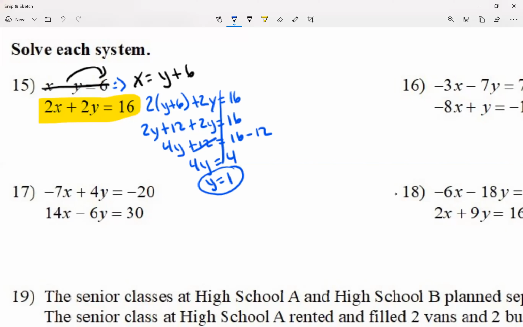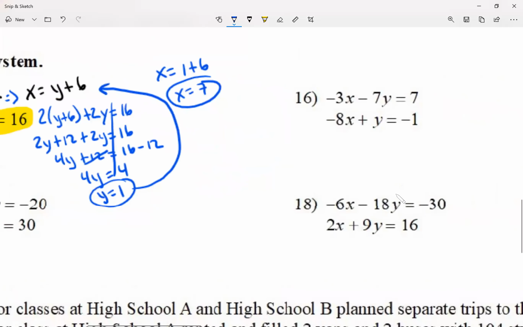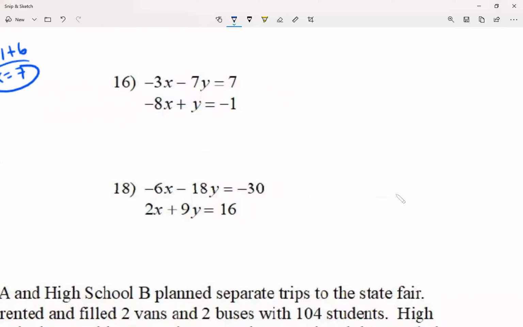Let me use y is equal to 1 here in order for me to solve for x. Let me rewrite this, but instead of y, I'm going to write 1. So I have x is equal to 1 plus 6. So x is 7. Let me take a look at question number 16 as a substitution as well.